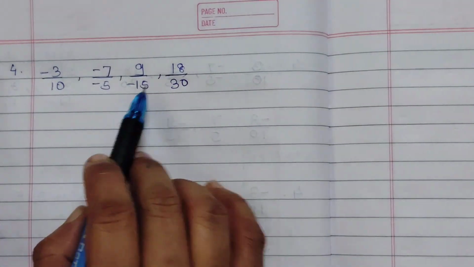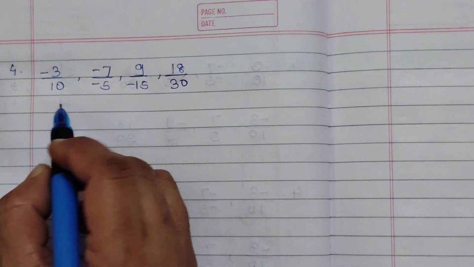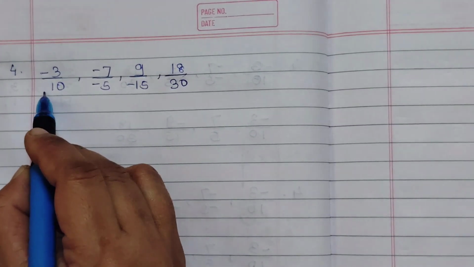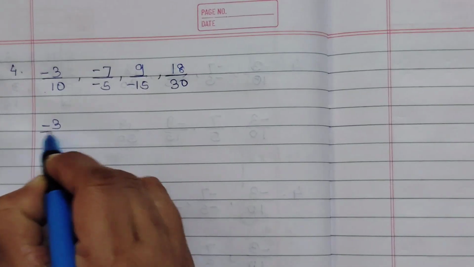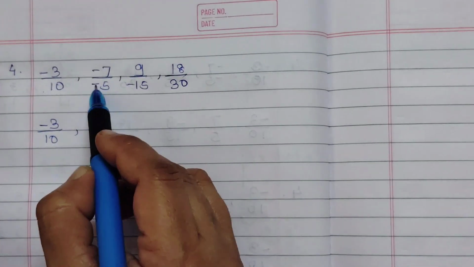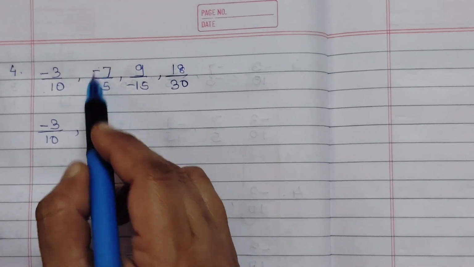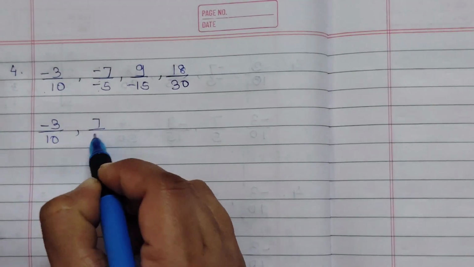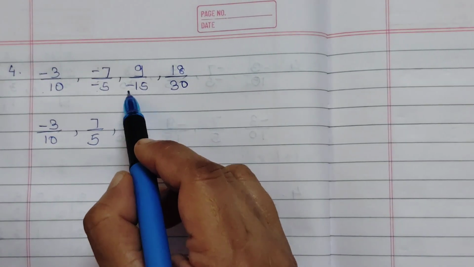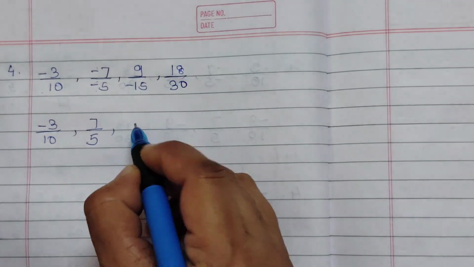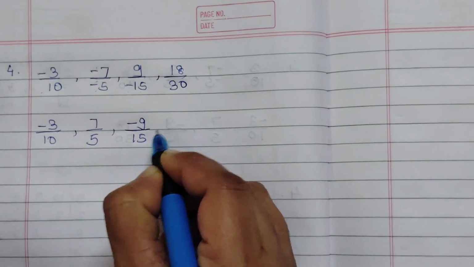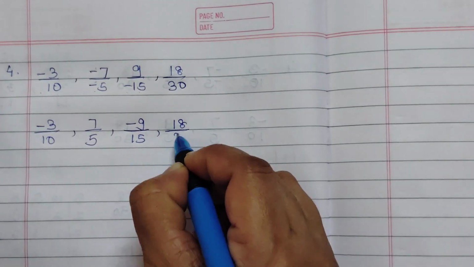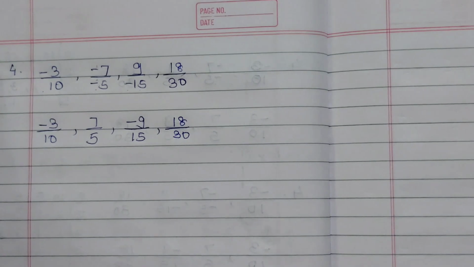So we are going to make the denominators positive. First one, the 10 is already positive over here, denominator is positive, so we are going to write it as it is. Next, minus minus sign, the sign gets cancelled. So we get 7 upon 5. Next here 15 has a minus sign, so it will go up. It will become minus 9 upon 15. And next one is 18 upon 30. Already it is in positive form.